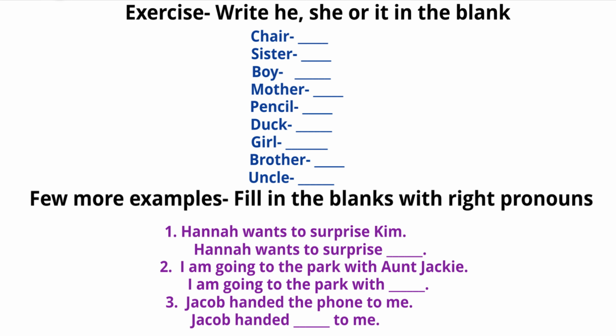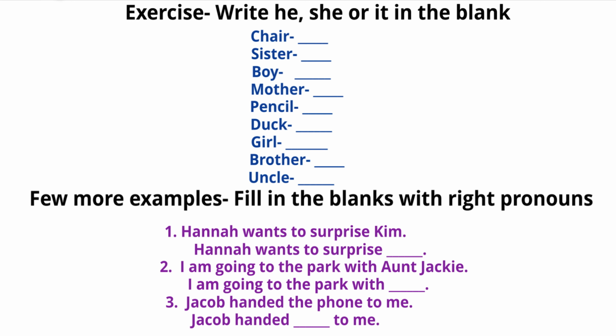The next word is sister. Sister is a girl, right? Feminine. So what do you use for a girl or a feminine gender? It is she. Next is boy. Boy is masculine, so we use he. Mother. Mother is feminine, so we use she. Pencil. Pencil is a thing. So we say it is a pencil. So the pronoun we use is it.